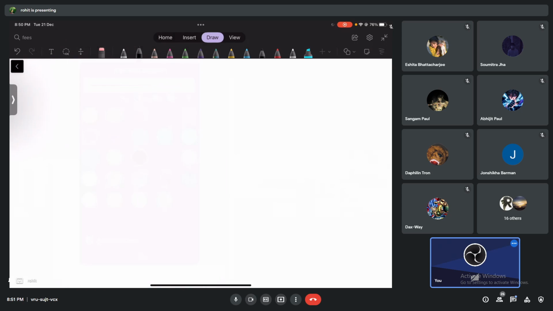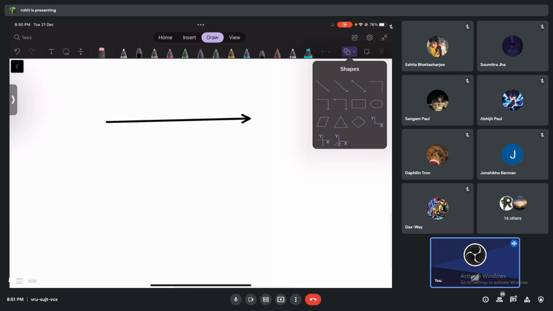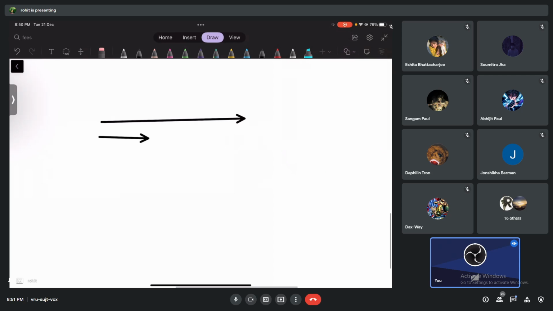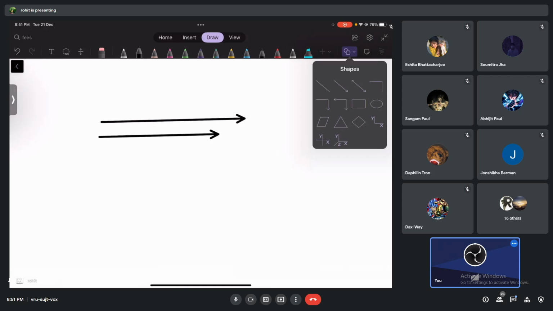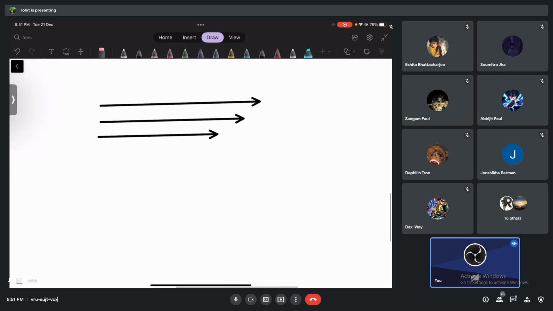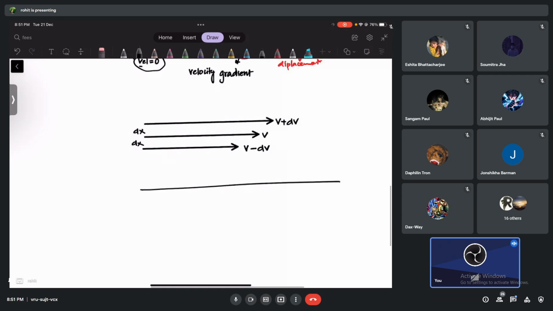Let me come back to this. I think you got the point. This layer has a particular velocity, the layer below it has a slower velocity, and the layer above it has more velocity. That's why I told you the velocity here is v, the velocity above is v plus dv, the velocity below is v minus dv, and the gap between the layers is dx. The bottommost layer has velocity 0. The topmost layer has the maximum velocity. Till now you understood, okay?